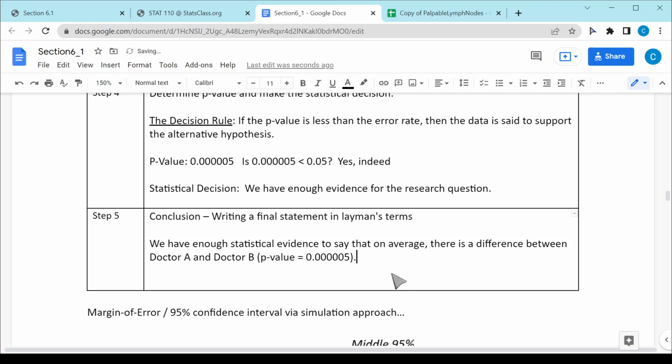There's the three components. We have enough statistical evidence because my p-value is less than 0.05. What are you testing? And then give the p-value there at the end. That conclusion there will get full credit.